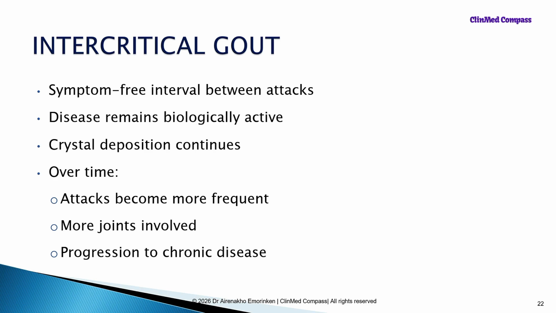Intercritical gout refers to the symptom-free period between acute attacks. The important point here is that even though the patient feels well, the disease is still active at a biological level. Crystals continue to deposit silently in the joints and tissues. Over time, if hyperuricemia is not controlled, attacks become more frequent, involve more joints, and last longer. This stage is your opportunity to intervene and prevent progression to chronic gout.